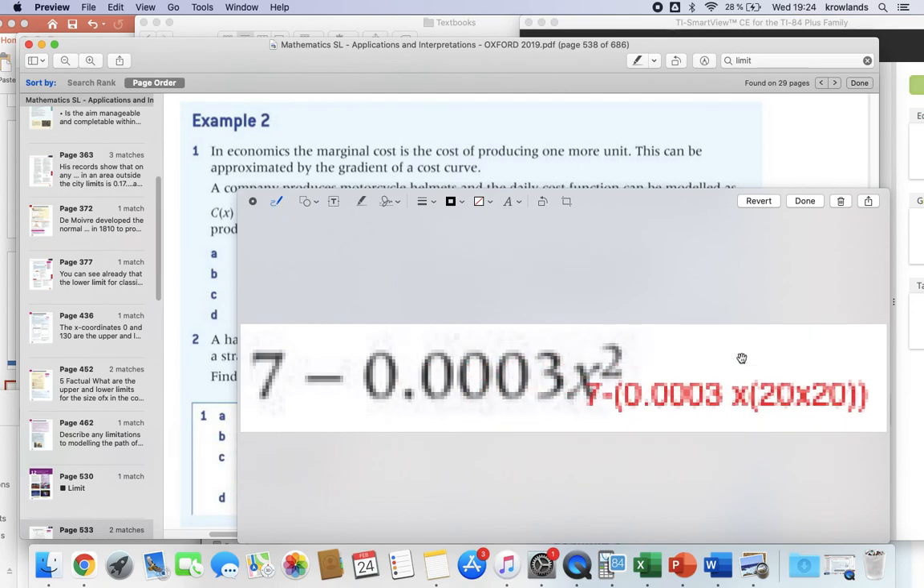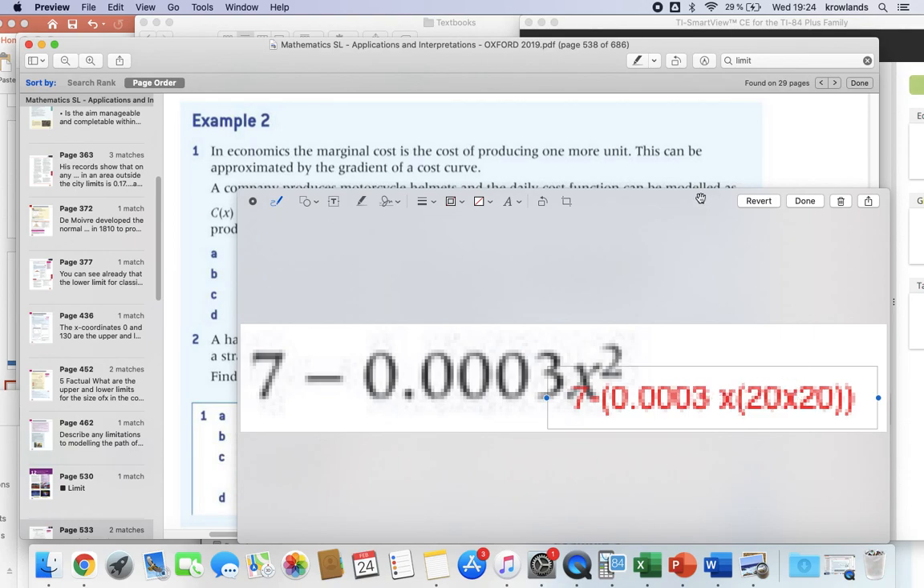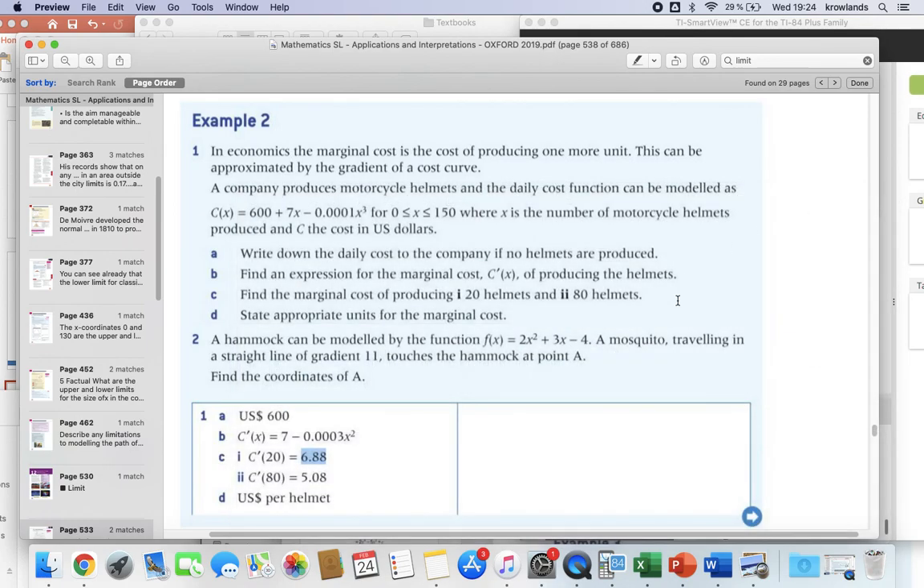There we go, there's our answer. 7 minus 0.0003 times 20 times 20. That's all you need to do rather than applying it on the calculator.